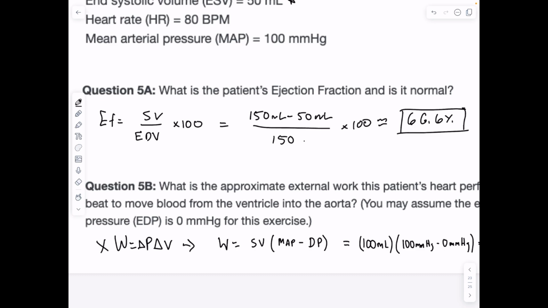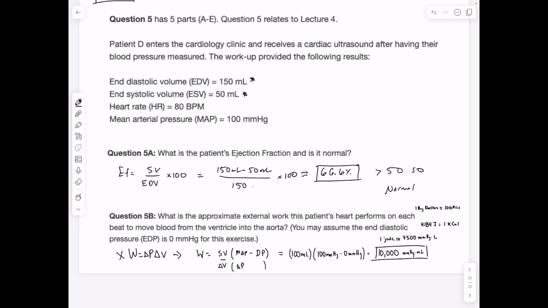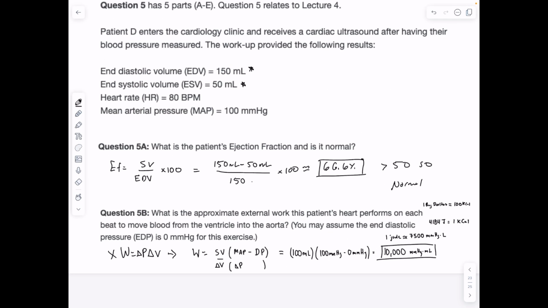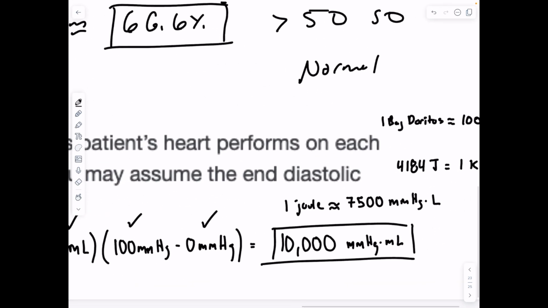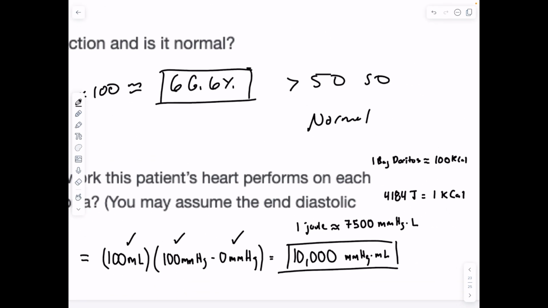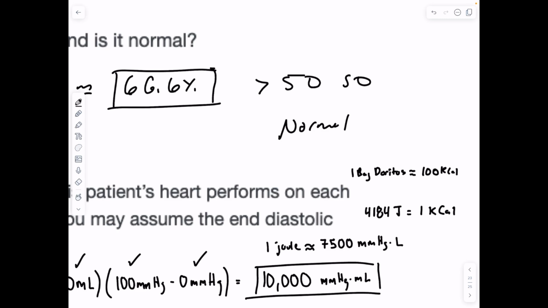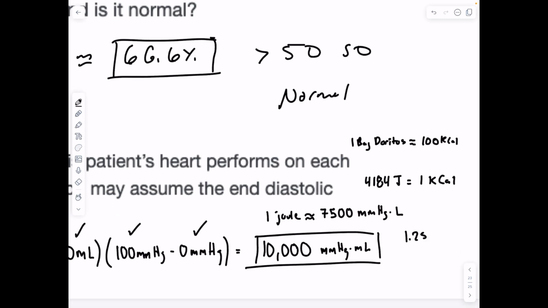So we have to use the equation that we have, which is stroke volume, which is delta V, times the change in pressure, delta P, which is mean arterial pressure, the pressure in the arteries, the aorta, minus diastolic pressure, and so that's the pressure right before pumping, right? So the pressure in the artery minus the pressure right before pumping. And so we have those two pressures. We also have the stroke volume. So stroke volume times mean arterial pressure minus diastolic pressure, and we get 10,000 millimeters of mercury times milliliter, and we also are given 1 joule is 7,500, which tells us that this is like 1.25 joules, right?